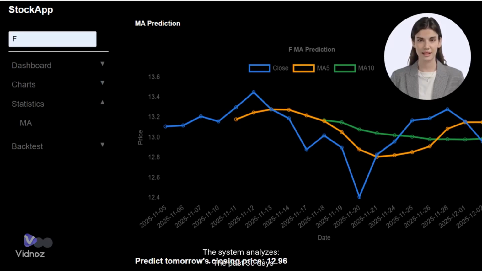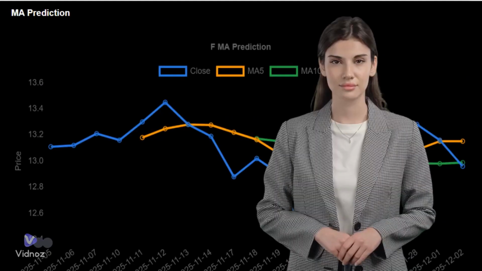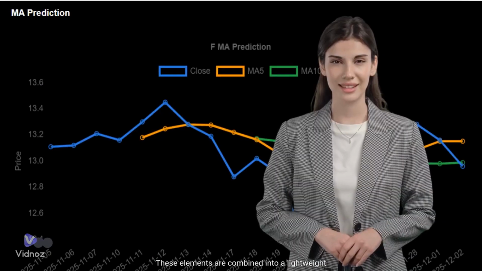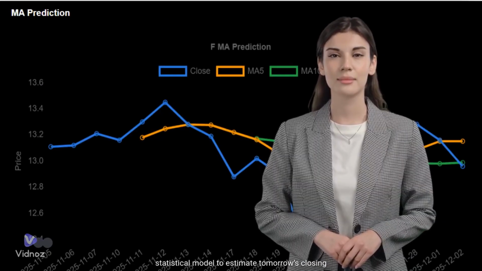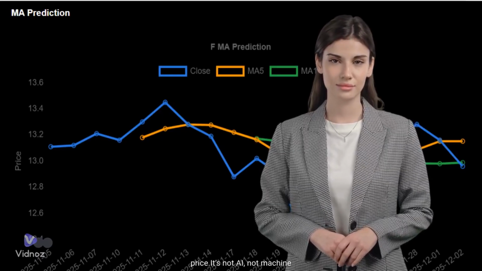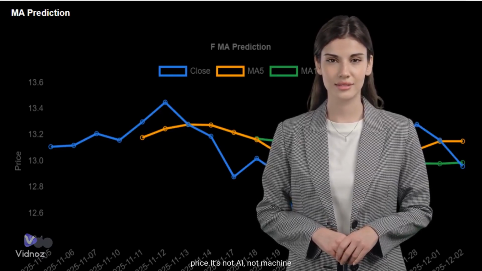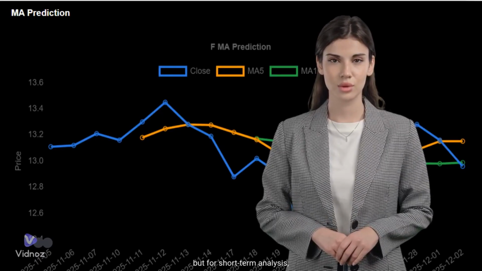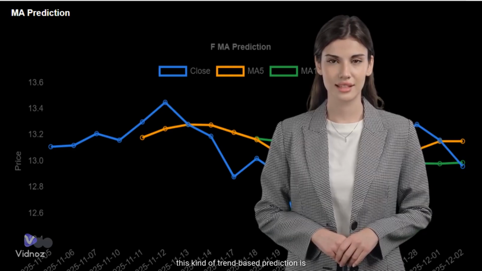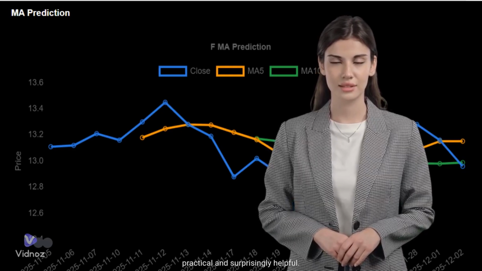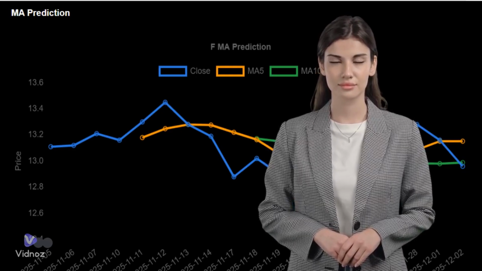The system analyzes the past 30 days of closing prices, the day-to-day price changes, diff values, and the trend and direction of MA5. These elements are combined into a lightweight statistical model to estimate tomorrow's closing price. It's not AI, not machine learning, but for short-term analysis, this kind of trend-based prediction is practical and surprisingly helpful.